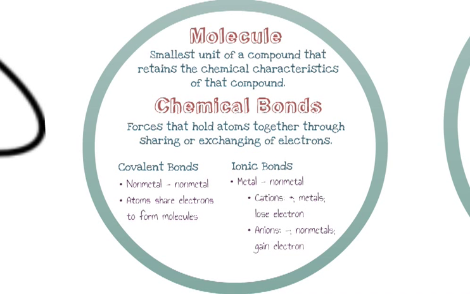In covalent bonds, we see these form between 2 nonmetals. The atoms share electrons to form molecules. And then in ionic bonds, we tend to see these between metals and nonmetals. In this transfer of electrons, we form a cation, which has a positive charge, and positive charge forms on the metals, and these generally lose electrons. And then we also have anions, which have a negative charge, and these form on the nonmetals, and these are the ones that gain electrons.